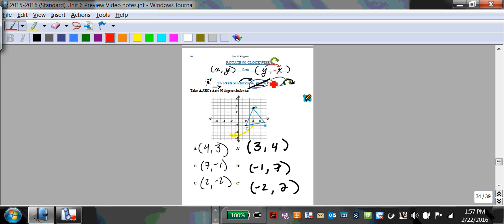Now we flip the sign, and because it's clockwise, we draw a clockwise arrow, flip the sign. Now we're going to graph those 3 new points. So A prime, B prime, C prime.